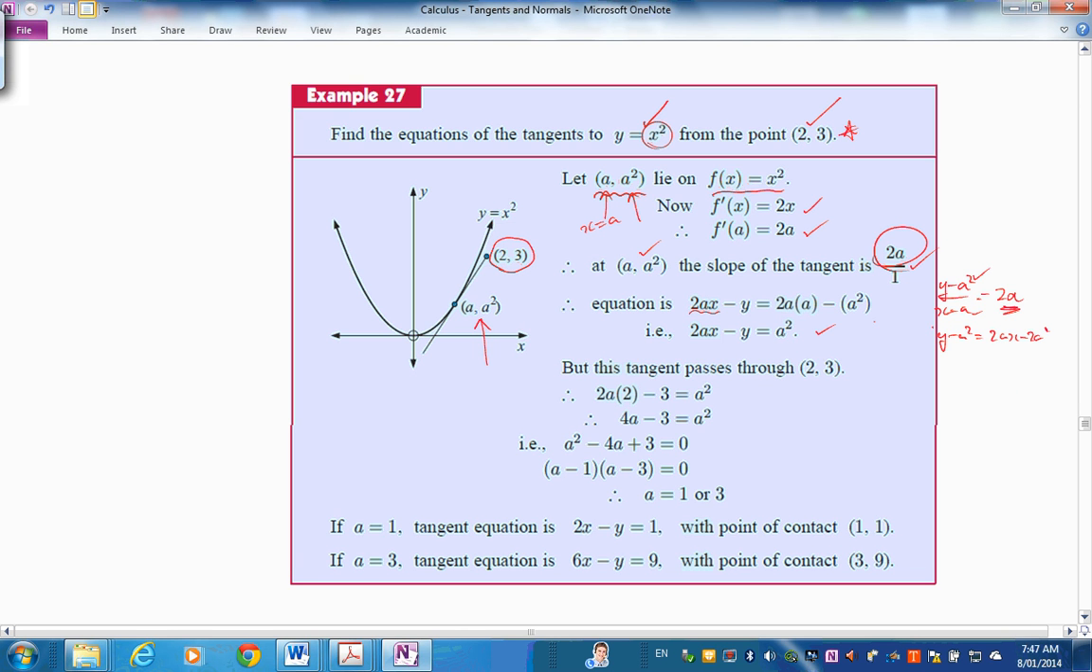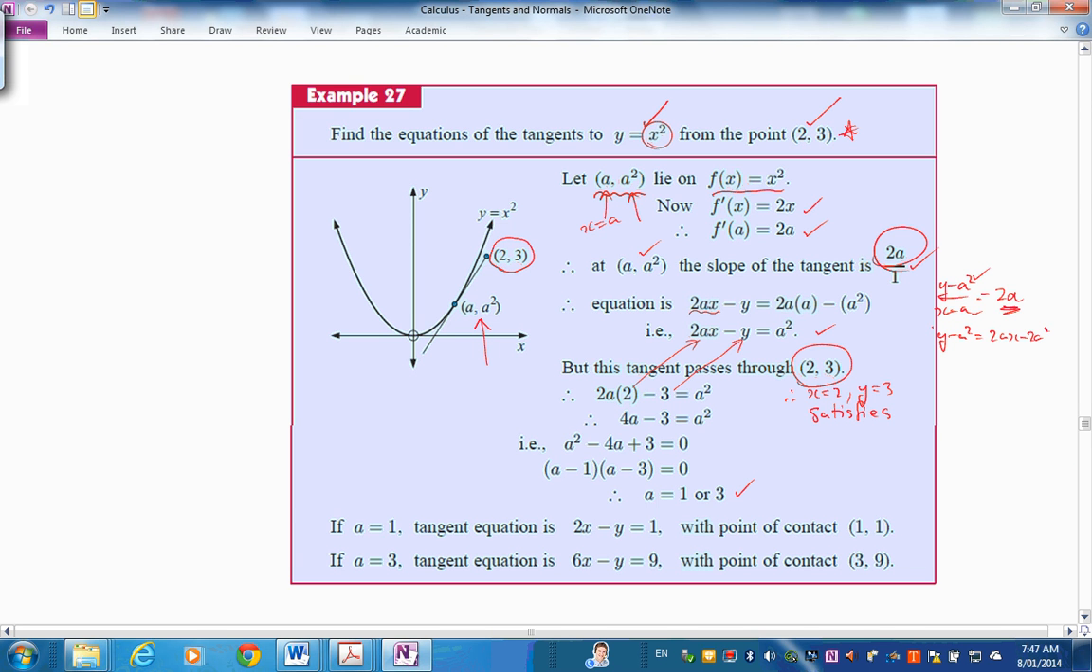Okay, so we agree with this thing, but now to find a, we use this trick. We know it passes through (2, 3), therefore x equals 2, y equals 3, satisfies that equation, and so we can sub those values in there. X is 2 and y is 3, and we can backtrack and find a. So a is 1 or 3.